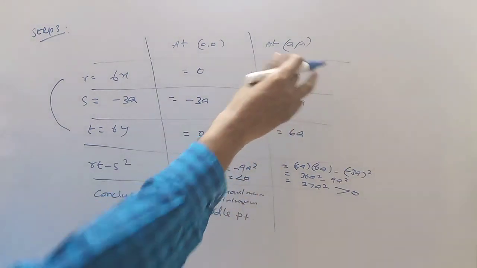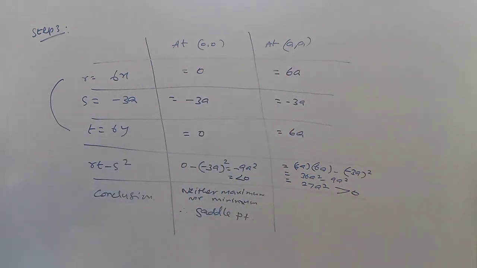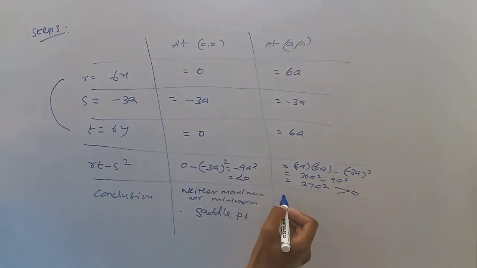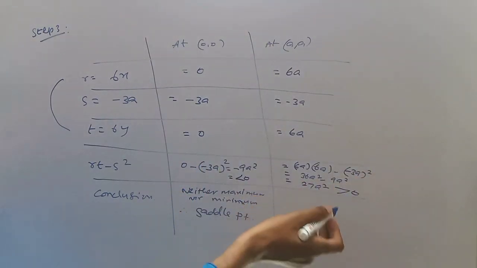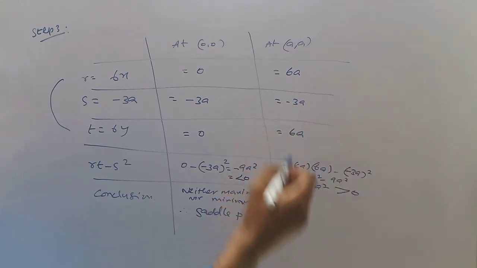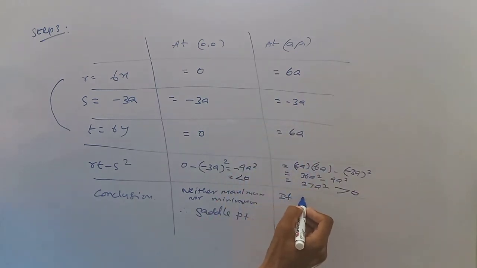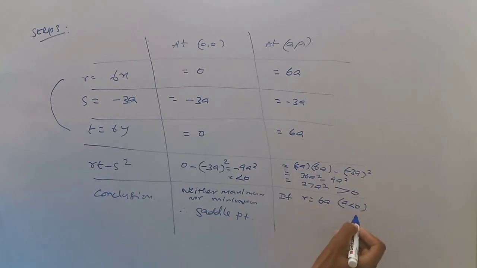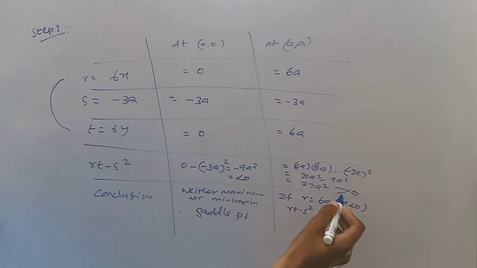R value is 6a. We don't know about the constant a value. So if a is positive, what will be the result? If a is negative, what will be the result? Rt minus s square is greater than 0, so the function has either maximum or minimum. Go to the r value. If r equal to 6a, if a less than 0, it will be negative.